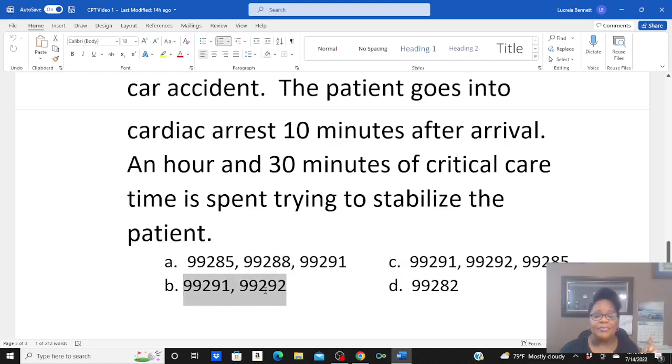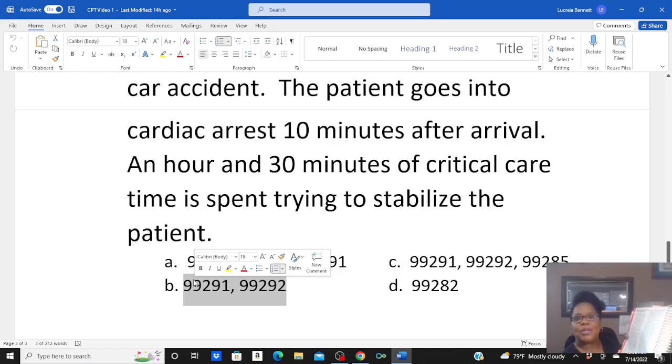Here B identifies the hour and a half of critical care. So I would have allowed B, but even C, there's your critical care codes, but along with your E&M code for the emergency room. And then 282 is just the ER without the critical care. So based on these codes, I would have gone with B as your answer. But I wanted you guys to see that there is in the writing under critical care services that says critical care and other E&M services may be provided to the same patient on the same date by the same individual. So I thought that was interesting.